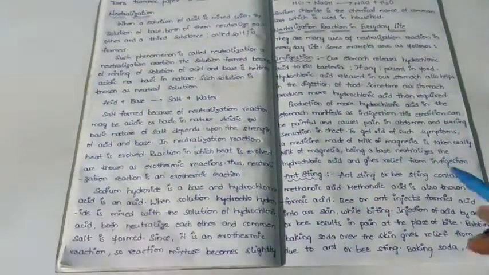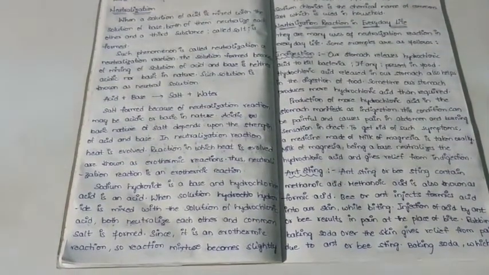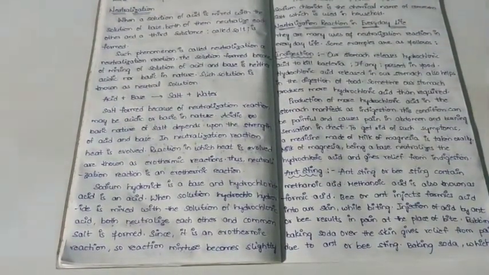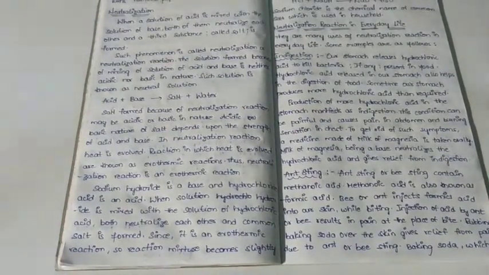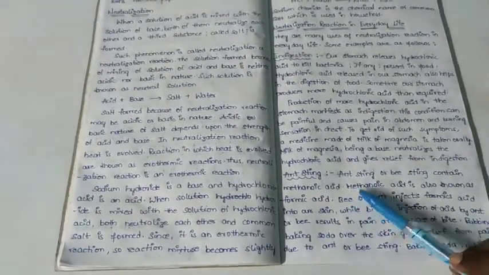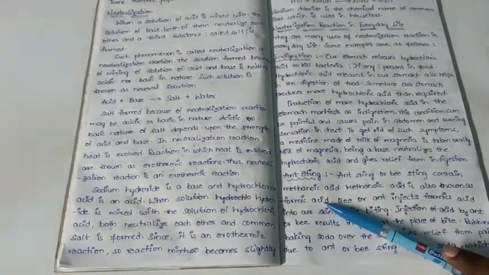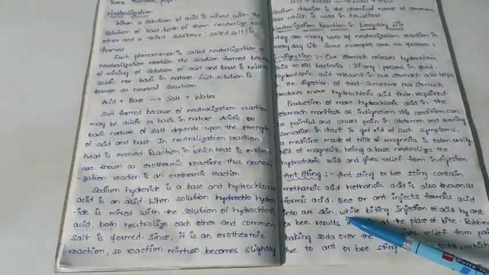Not only that, ant sting. When an ant stings, what will we feel? We will feel pain there. To get rid of that, we will apply some base. Let's see that. Ant sting or bee sting contains an acid called methanoic acid. Another name of methanoic acid is formic acid. Bee or ant injects formic acid into our skin while biting.